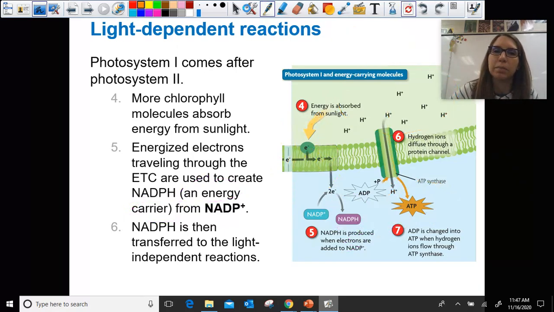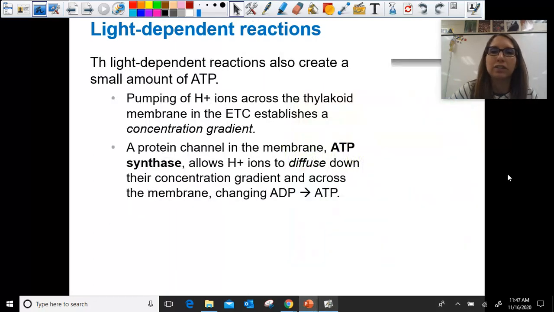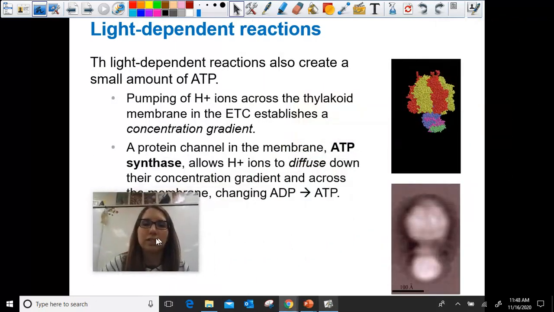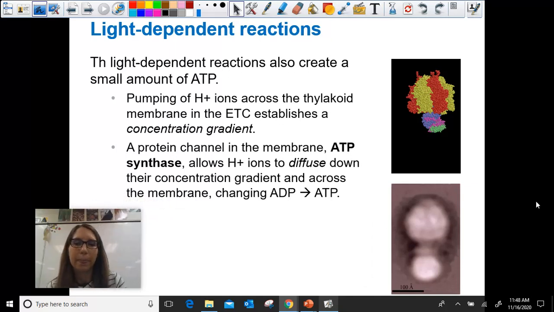The name of this ATP creating protein channel is ATP synthase, and this is what ATP synthase looks like. The image at the top is a computer model of what this looks like, based on the components that we know make up ATP synthase. This one at the bottom is an actual picture taken with a microscope, which, if you can imagine, we're talking about a protein embedded in the thylakoid membrane, which is found in the chloroplast, which is found in a eukaryotic plant cell. You're talking about really tiny things, so that's why it looks so fuzzy. But we know ATP synthase functions like a little propeller.